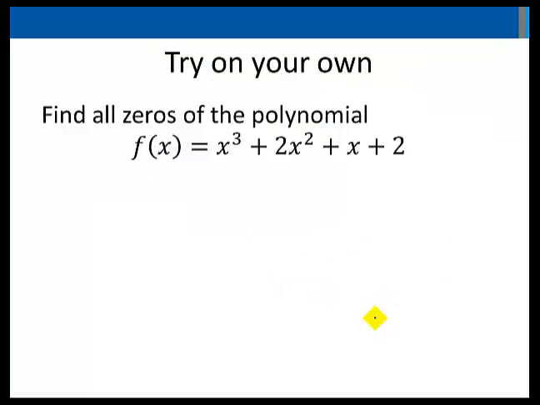Try on your own to find all zeros of the polynomial f of x equals x cubed plus 2x squared plus x plus 2.